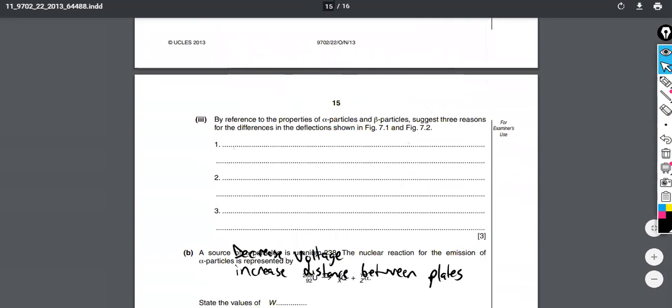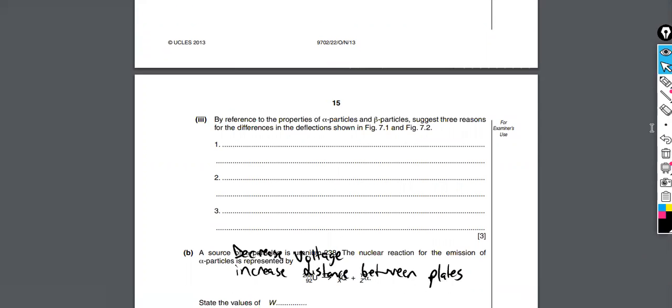It says, by reference to the properties of alpha particles and beta particles, suggest 3 reasons for the differences in the deflections shown in the figures there. This is kind of a tricky question because it's 3 marks, and if you don't have any idea, it's going to be obvious to the person grading it that you don't know. You can't BS your way through it, probably.